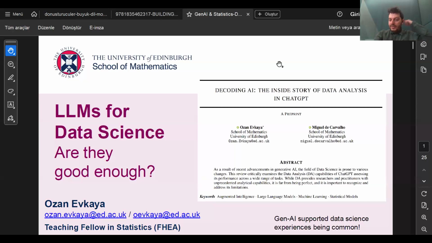I'm going to walk through my little history of playing with these types of tools for the last 2 years, I would say. The first question is basically, are they good enough to do some data science or data science related tasks? To some extent, we can say yes, but of course, we need to be aware of the limitations and the capabilities at the same time.